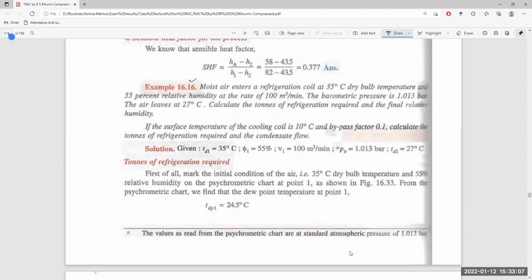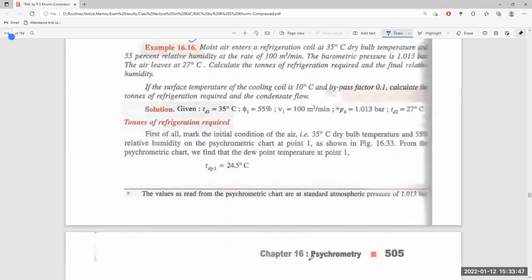If the surface temperature of the cooling coil is 10 degrees centigrade and the bypass factor is 0.1, calculate the tons of refrigeration required. Now, TD1 is 35, phi1, the relative humidity of the incoming air, is 55%, the volume flow of the incoming air is 100 cubic meters per minute, the barometric pressure is 1.013, and TD2, the dry bulb temperature of the outgoing air, is 27 degrees centigrade. First, mark the initial condition of the air, 35 degrees temperature and 55% relative humidity, on the psychrometric chart.